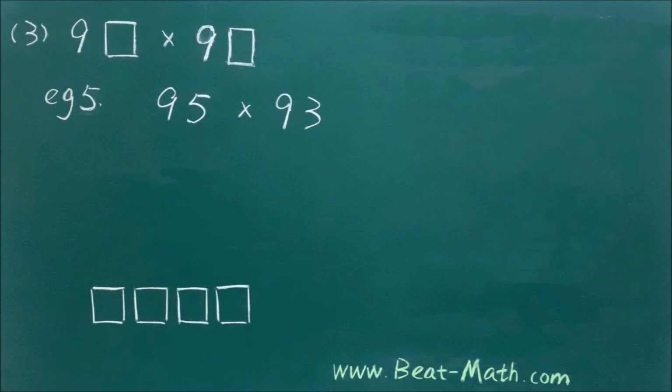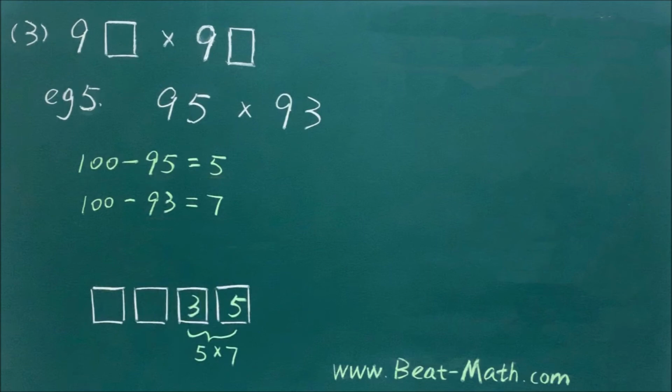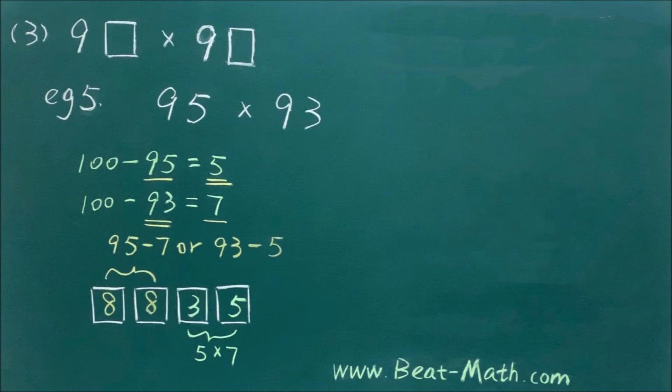First step is to subtract 100 minus 95, which equals 5, and 100 minus 93, which equals 7. Then we multiply to get the product of 5 times 7, which is 35. Next, 35 should turn into the last two numbers of the answer. The difference of 95 and 7, or 93 and 5, both being 88, is the first two numbers of the answer, so we get the result 8,835. See, it's just so easy.